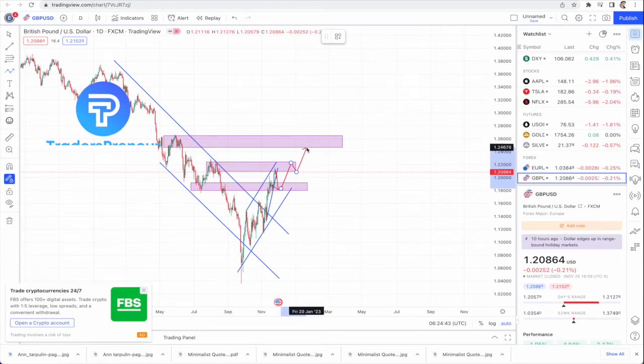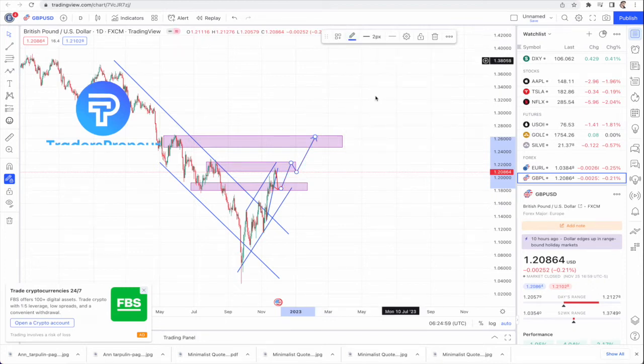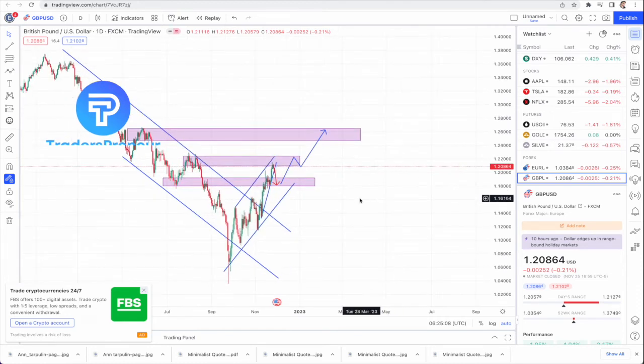The first TP is the price of 1.22446. Next TP is 1.24730 up to 1.26323. So that's our forecast for the GBPUSD. Take note, have your proper risk and money management, be a consistent trader, only risk what you can afford to lose. Let's go to another pair.